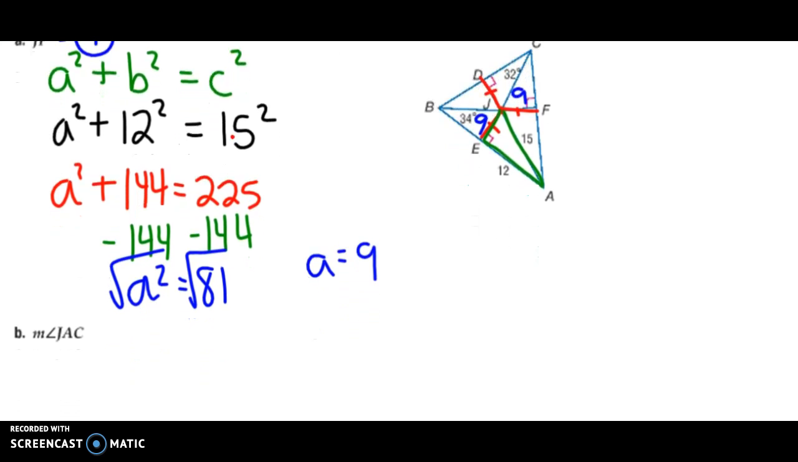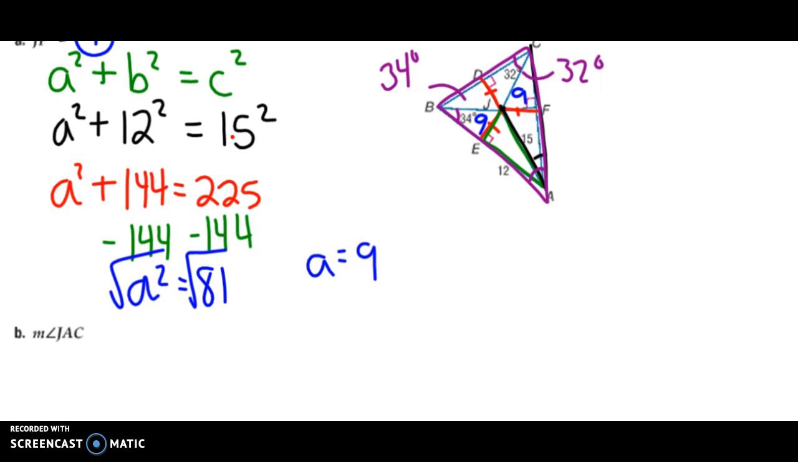Next one, letter B. Letter B says find the measure of angle JAC. Okay? So we need to find what this measure is right here. So I'm going to look at the triangle as a whole thing right here. I know that this side is 34, so this side right here is going to be 34 as well. I know that this side is 32, so this side right here is going to be 32 as well. And I don't know what the whole thing is right here.